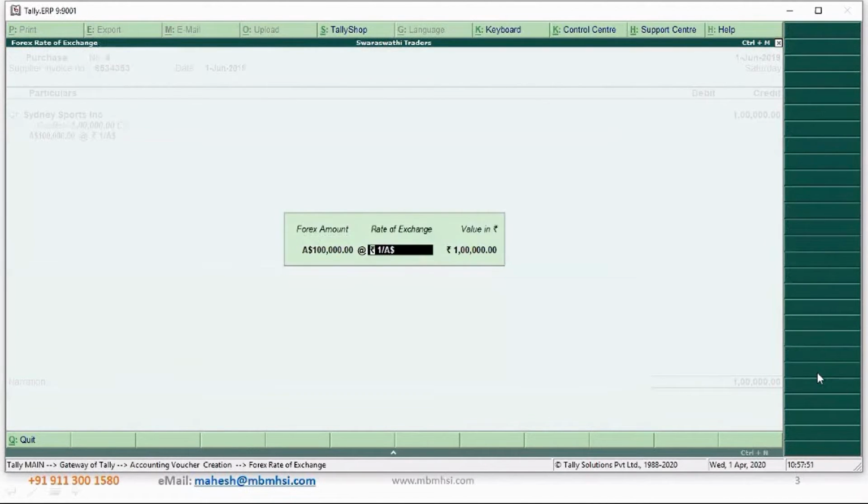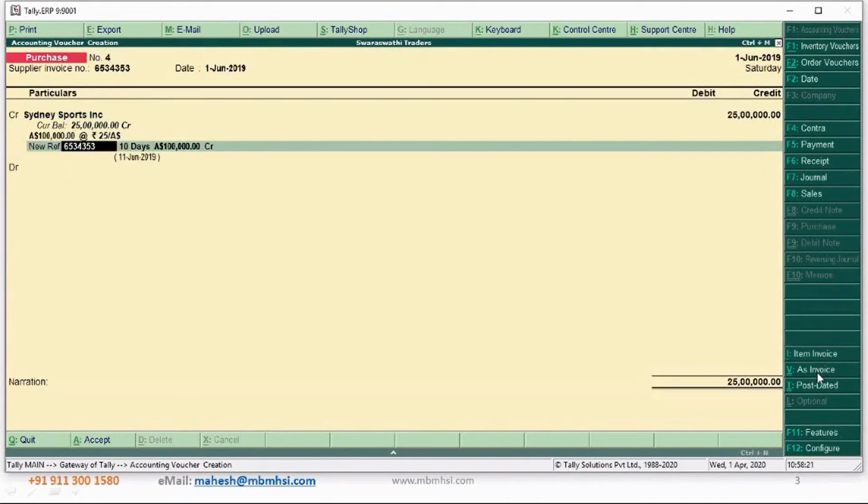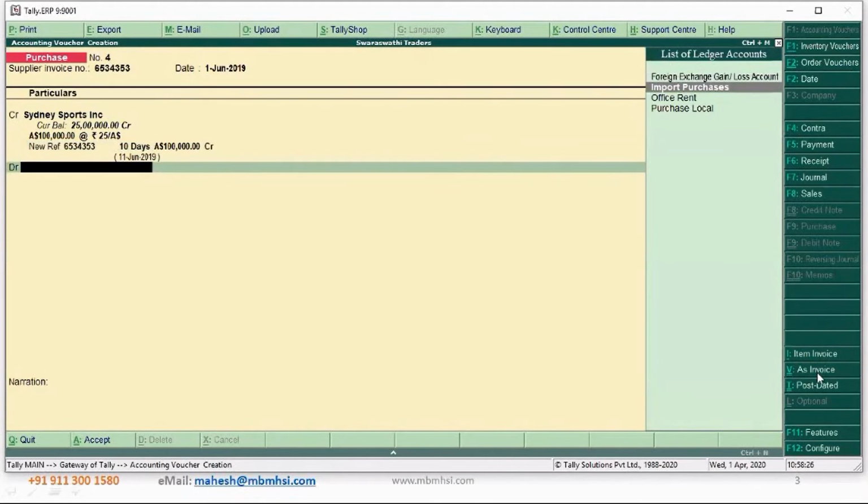Now it is asking again for an exchange rate. Because I'm using Australian dollar for the first time, there is no record in the system of the last transaction rate. So by default it is showing me 1. Now for example, I'll just say Australian dollar is 25 rupee per dollar, for our example purpose. So it is 25 lakhs. Okay, new reference, 10 days of credit. I need to pay by 11th June. So debit is going to my import purchases.